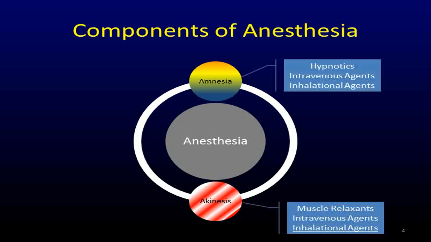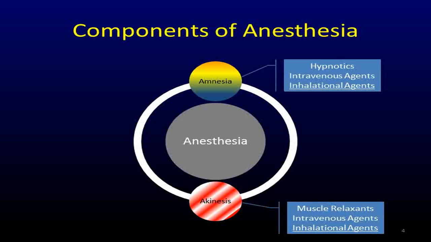So what drugs give you these? Well, your hypnotics and your IV agents like propofol and your inhalational agents will give you amnesia. And pay attention to this. The amnesia is controlled by the brain, the effects of the gases on the brain, and the akinesis of the inhalational agents is controlled at the level of the spinal cord by the gases.